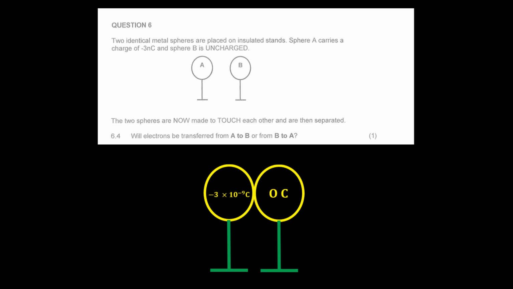And we can agree that sphere A is more negative than sphere B. Sphere A, remember, has an excess, has more electrons than it does protons. So those electrons will be attracted to the more positive sphere B. So it means that the electrons will be transferred from A to B. So you see that we have the electrons, or the negative charge, being transferred from sphere A to sphere B. And to answer this question, you can just simply write A to B.